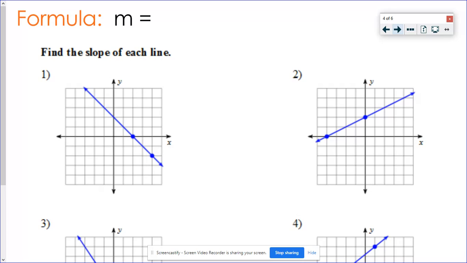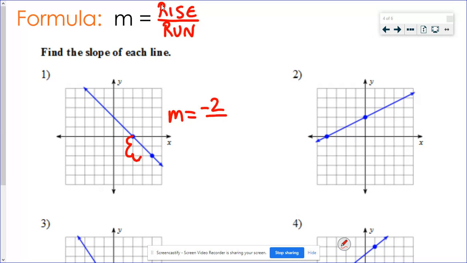If I have graphs and we're going to count the slope, the one that we're going to be using here, instead of the actual slope formula, is rise over run. So number 1 does have a negative slope. It's going downhill. So I'm going to go down 2, and I'm going to go sideways 2 to get from one point to the other point.